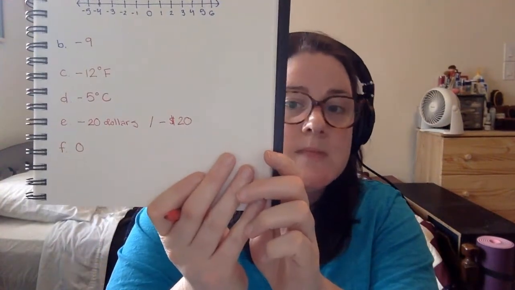And question F asks me, which number is neither negative nor positive? So the number that is neither negative nor positive is 0. 0 is neither negative nor positive. Positive numbers are greater than 0. Negative numbers are less than 0. On the number line, positive numbers are to the right of 0. On the number line, negative numbers are to the left of 0. So those are negative numbers for now.